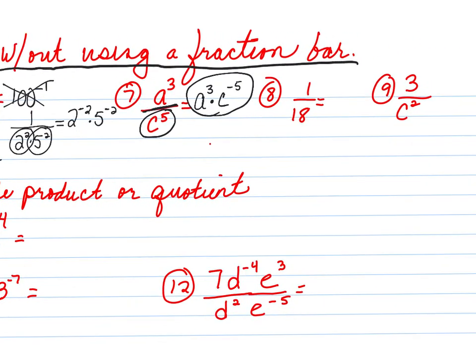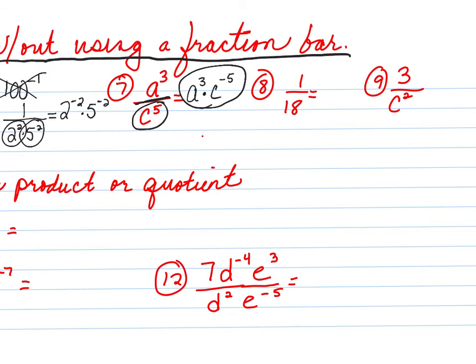Number 8 and 9, do those. What's the prime factorization of 18? Just give me the final answer, Maria. 2 times 3 times 3. So I'm going to write 2 times 3 squared, right? Yeah. So what does that become without using the fraction bar?